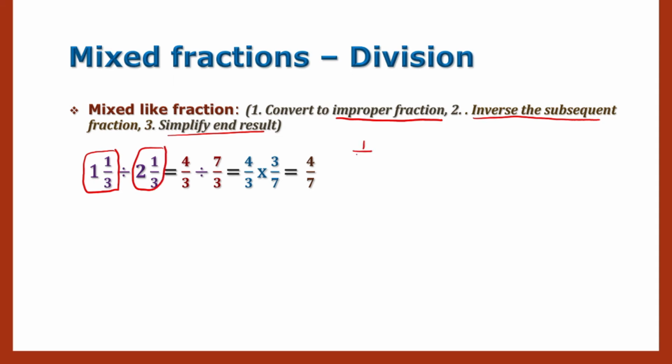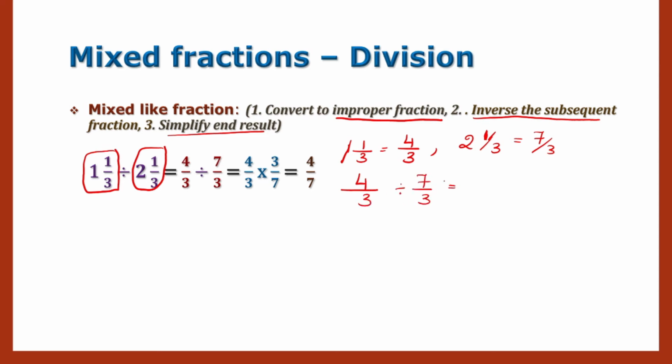So 1 1 by 3 can be written as 1 into 3 plus 1, which is equal to 4 by 3, and 2 1 by 3 can be written as 7 by 3, because 3 into 2 is 6 plus 1 is equal to 7. So 7 by 3. And then we write it in the form of division. So 4 by 3 divided by 7 by 3.